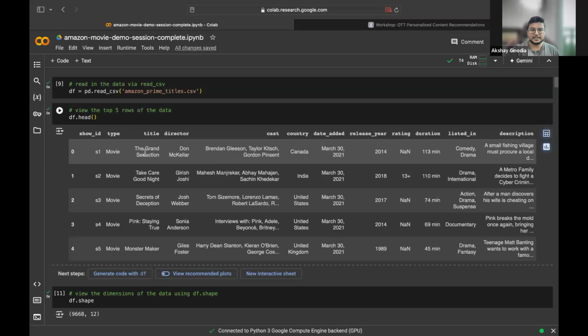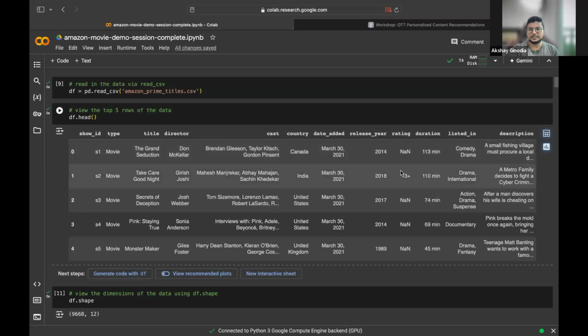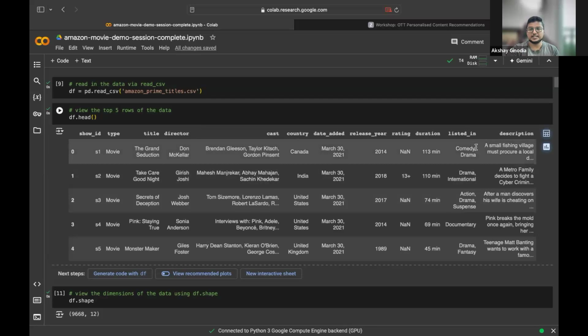And that movie has a title, a director, cast, the country where the movie was released, the date when it was added to the Amazon Prime list, and the release year of the movie. The rating is whether it's safe for children to watch, what age is good, and things like that. Listed in is the genre, and description is a description of the movie. So this is what the data set looks like, and we're going to deep dive into it.